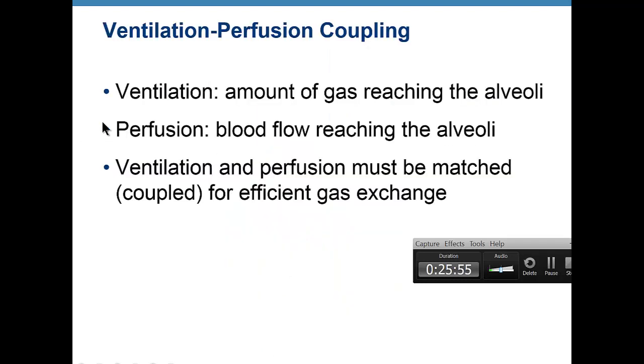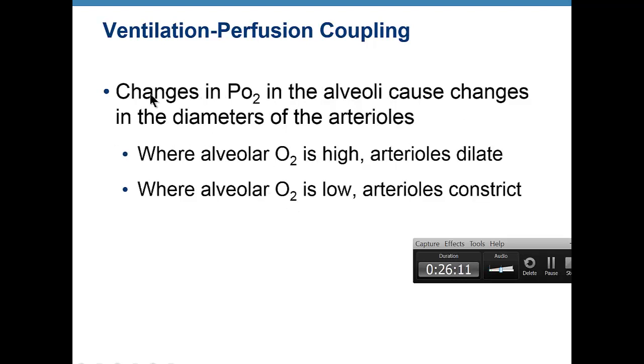So we have a concept called ventilation-perfusion coupling. This is basically the blood flow is coupled to match the gases in the alveoli. So for gas exchange to be efficient, we want to make sure we have good blood flow to those parts of the lung. So what we find is the arterioles, the vessels that feed the tissues, particularly the lungs, when we have high O2 in an alveolus, that will cause the arterioles feeding that part of the lungs to dilate.